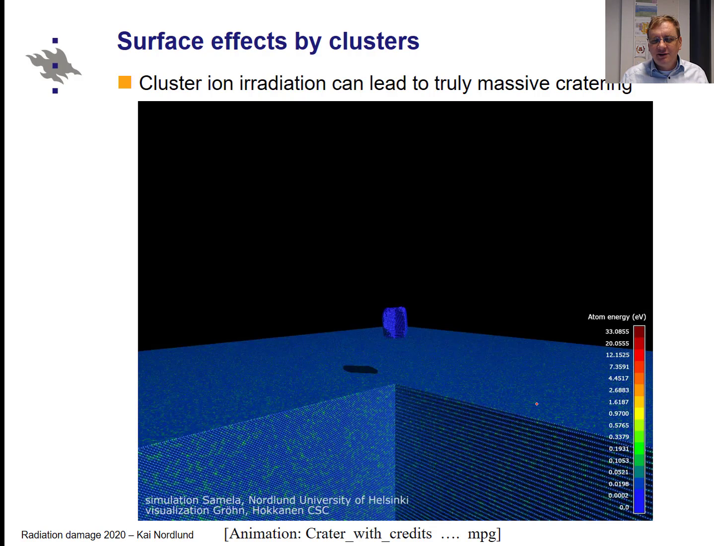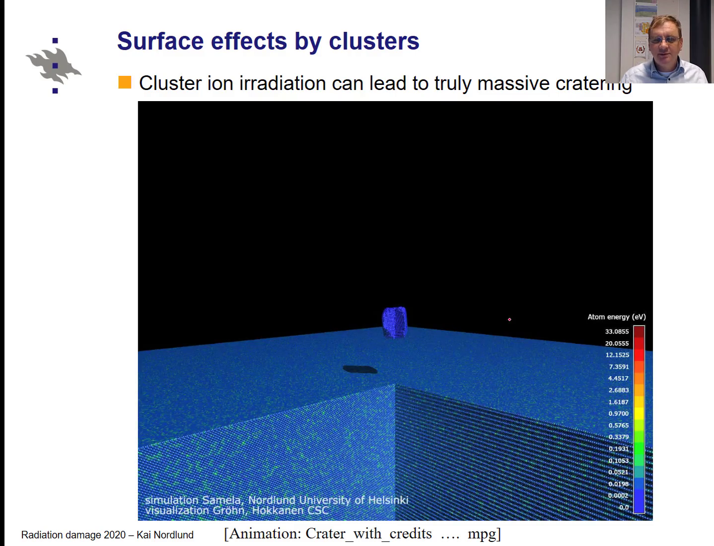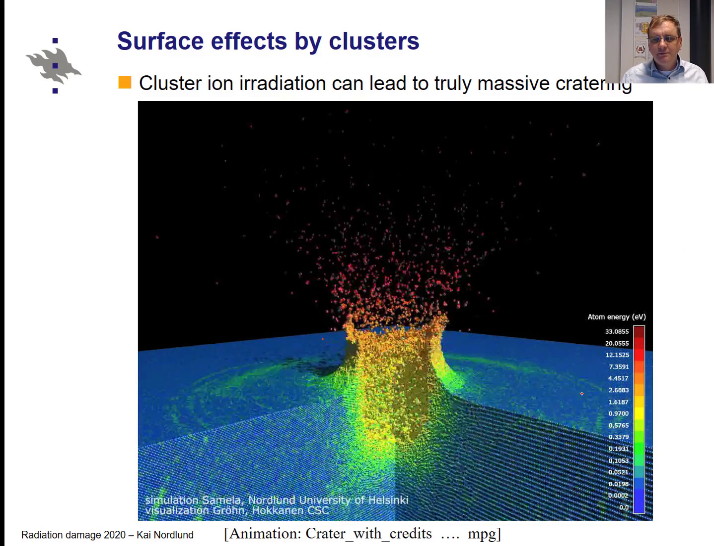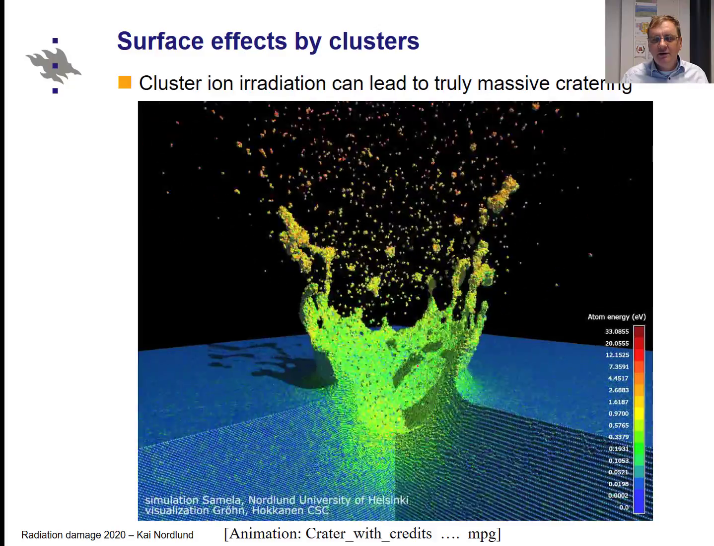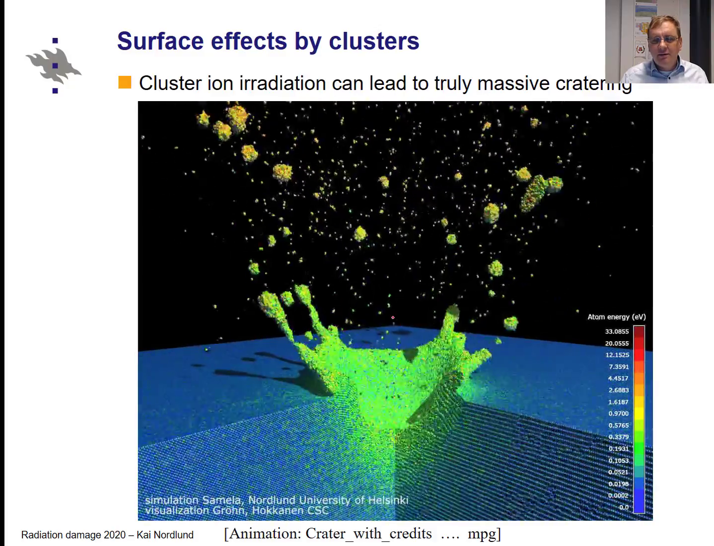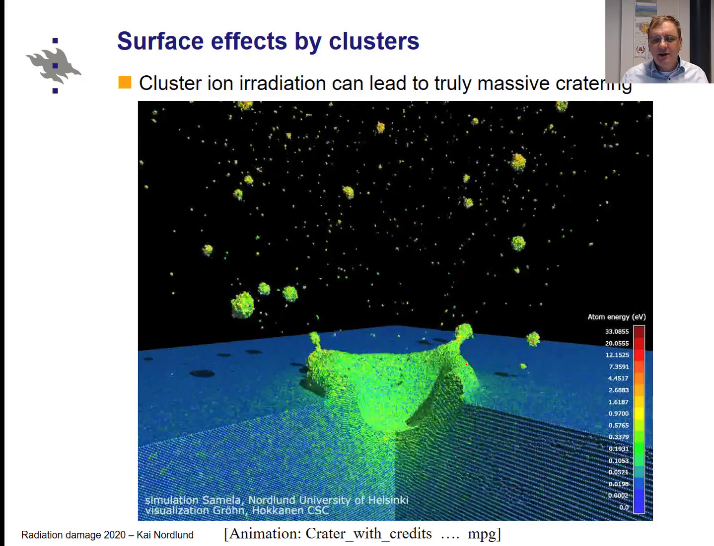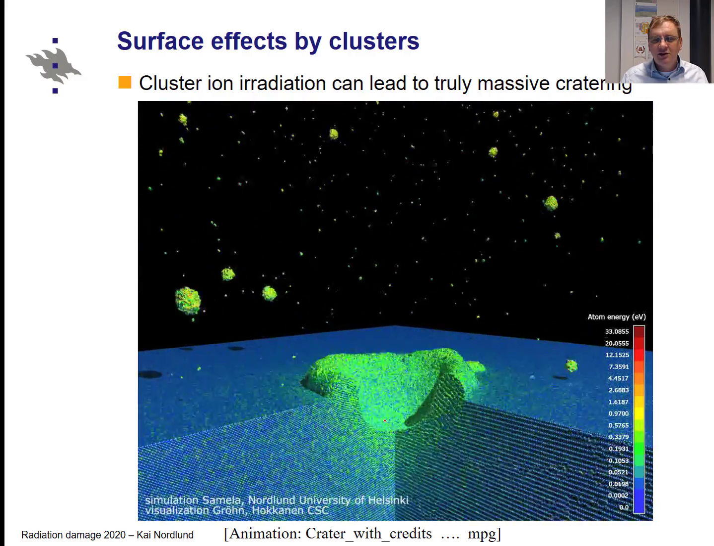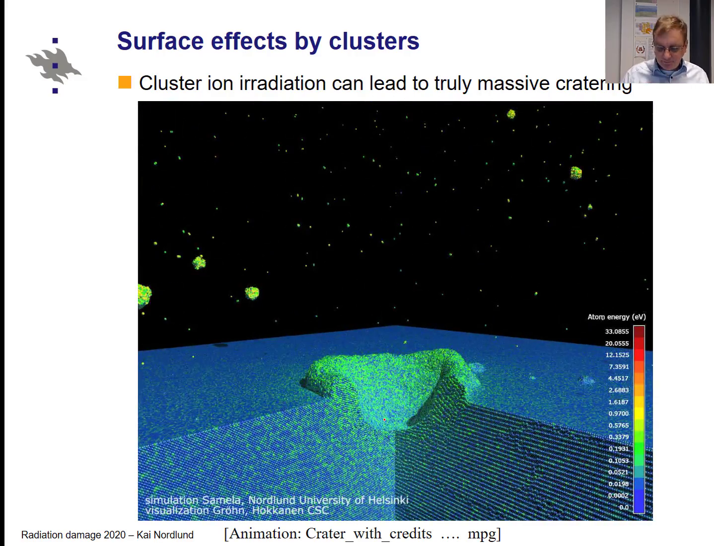And here is sort of an extreme example, a gold 100,000 atom cluster impacting on gold, which can cause really big cratering effects. And here you see the cratering effect by this quite large event near the surface.